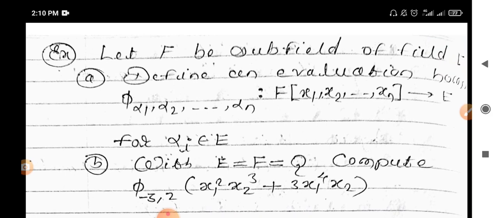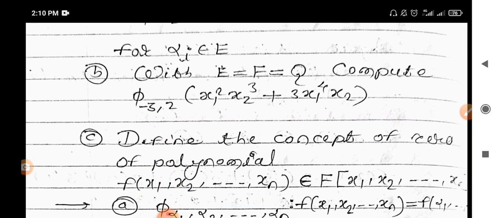Next, second question, E is equal to capital F is equal to Q. Then we have to compute phi of minus 3, comma 2. And the C question is: define the concept of zero polynomial, such a polynomial in the variables x1, x2, xn. That zero polynomial in terms of f of x1, x2 up to xn belongs to the polynomial ring capital F of x1, x2 up to xn. Okay, so this is the question.